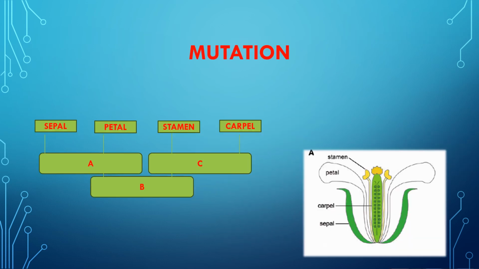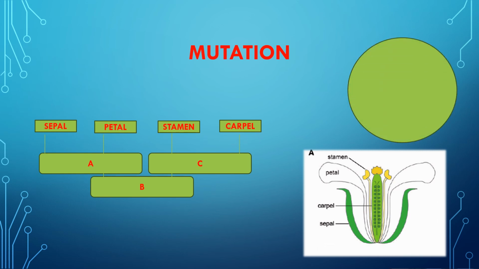Now let's look at the mutations. When gene A expresses individually, we have sepal. When gene A and gene B express together, they produce petal. And then when gene C and B express, they give rise to stamen and carpel.